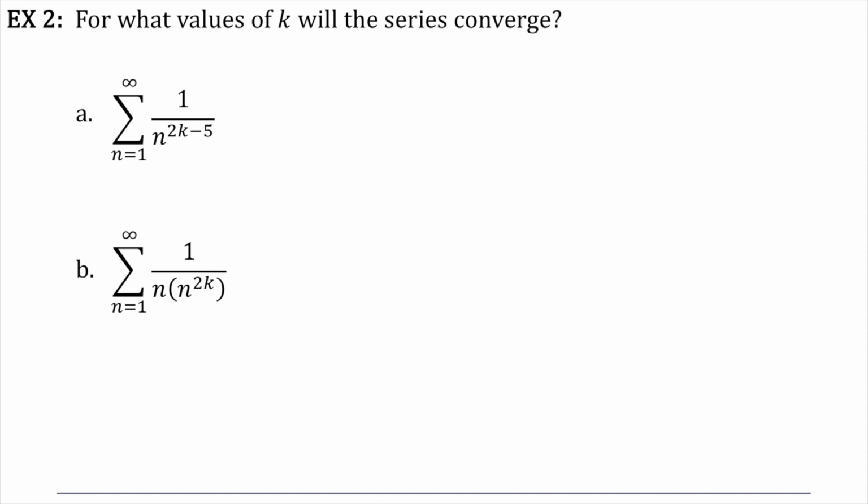Example 2. For what values of k will this series converge? Okay, we have what's setting itself up to be a p-series. We have n in the base, and then we have 2k minus 5 as the exponent down there in the denominator of the fraction. So if this is a p-series and we want it to converge, then that exponent has to be greater than 1. Well, now we just have to solve for k. So as long as k is greater than 3, that series will converge.